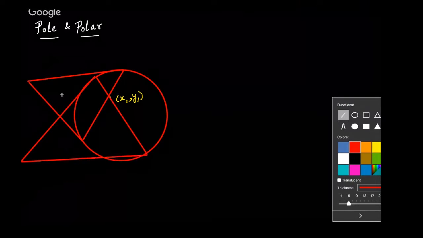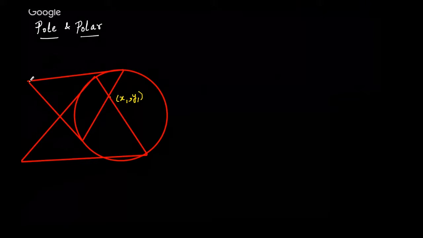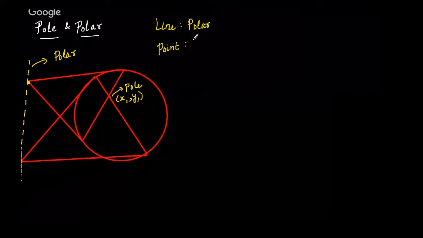Okay, so assume that this is the tangent. Now, these tangents will start meeting at certain points whose locus, if you trace, would be that of a straight line. So these tangents will start meeting on a straight line, and that straight line is called the polar for this point, which is called the pole, right? So the line is called the polar, and the point x1, y1 would be called the pole. So this will be called the pole, okay? And this line will be called the polar, okay?